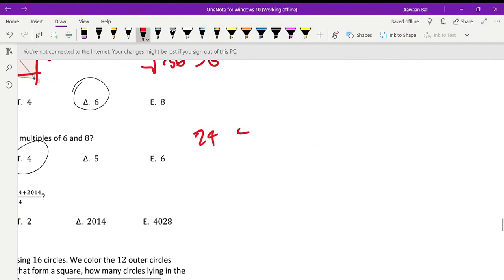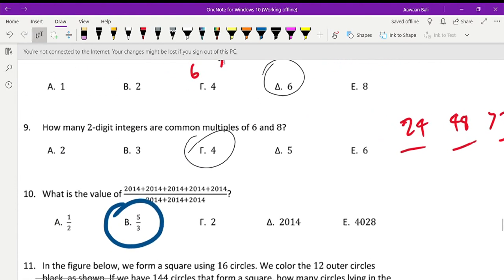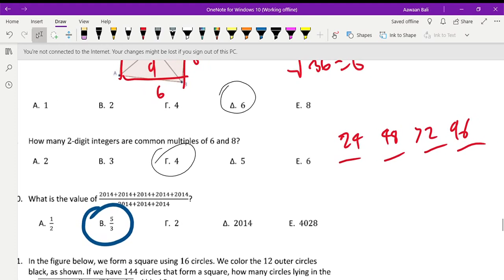But we have 24, 48, and then we have 72, and we have 96. Only 4 possible. We only got 4 of them, and they're all 2-digit numbers. Because they're multiples of 24, that means they're all also common multiples of 6 and 8. And since they're the multiples of the lowest common multiple, we have to list every single one. If we did 48, we'd only list this one and this one. If we said the multiples of 72, we would only list 72 itself. But 24 is perfect, listing all 4 numbers, including itself. Therefore, the answer is gamma, 4.